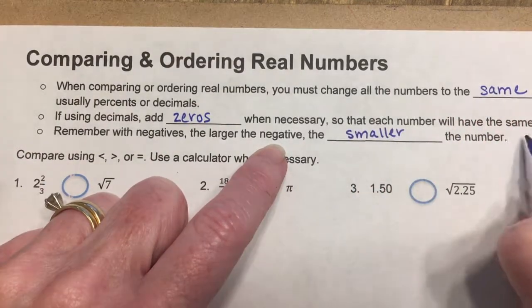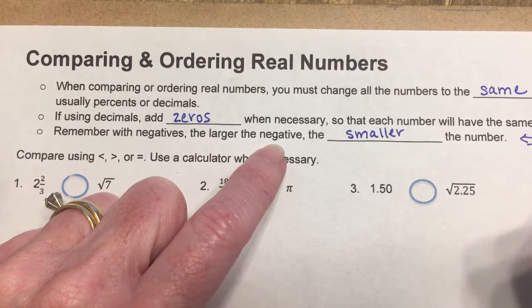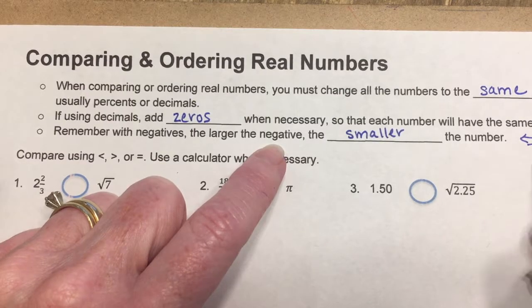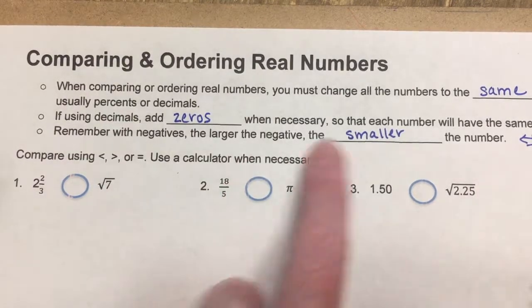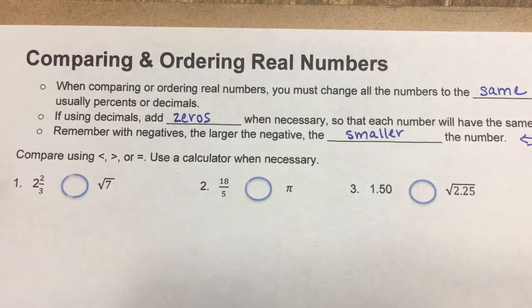So think about a number line. As you get closer to zero, the numbers are getting bigger, but the larger the negative is, the further to the left it is, and numbers to the left are the smaller numbers. As you go right, you're getting bigger. So the number that gets less negative is actually getting bigger.